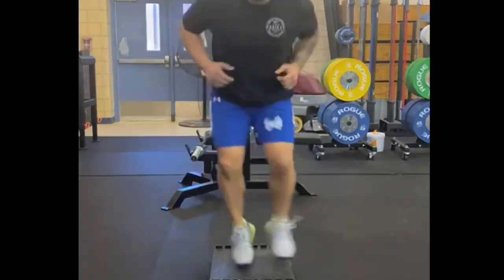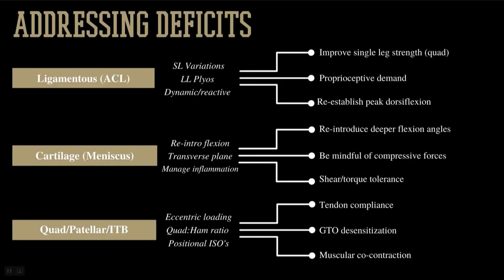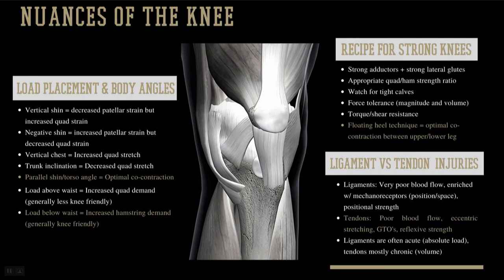And then from there, obviously, anything tendon based, we're going to start with introducing eccentric loading, working on tendon compliance, GTO desensitization, and then, again, our muscular co-contraction. So with the itises, with the patellar tendonitis, quad tendonitis, and ITB, really just trying to reacclimate or recalibrate the leg to appropriately balancing the strength and distribution of forces is really all it boils down to.